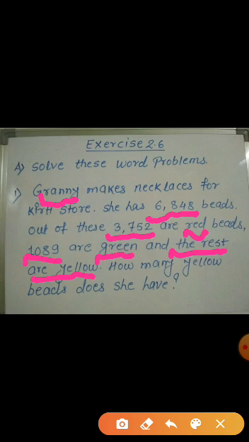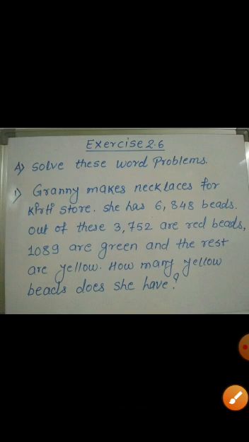So what is asked of us? How many yellow beads does she have? In this question we have to find the number of yellow beads. So how can we find it? Yes, it's very simple. We have to subtract the red beads and green beads from the total number of beads.